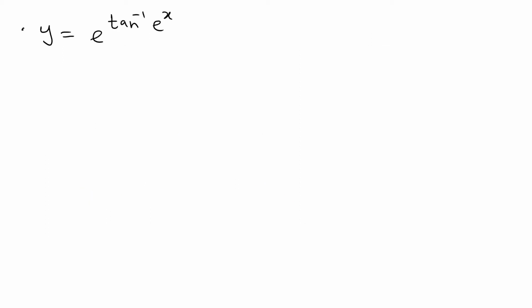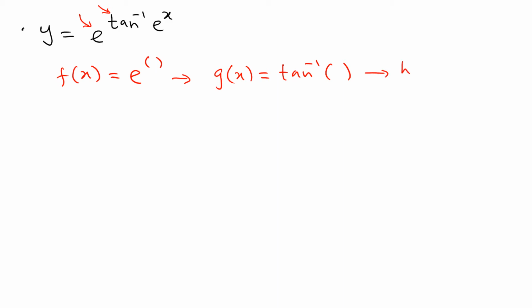So let's look at another one. We have y equals e to the tan inverse of e to the x. So what's the chain now? The most outer function is e to the something, so f(x) equals e to something. The second function, after e, is tan inverse. So we have g(x), which is tan inverse of something. And then the next one is h, which is e to the x. I write x there because for the innermost function it doesn't really matter what is in there.